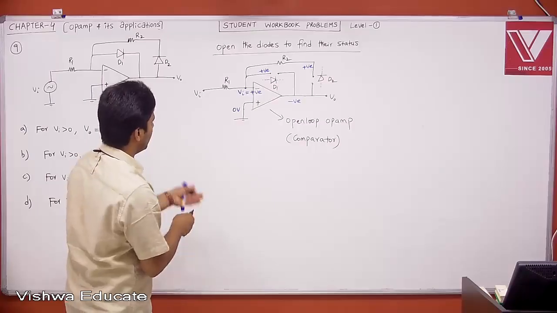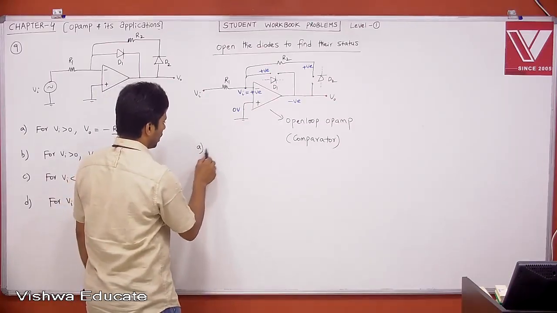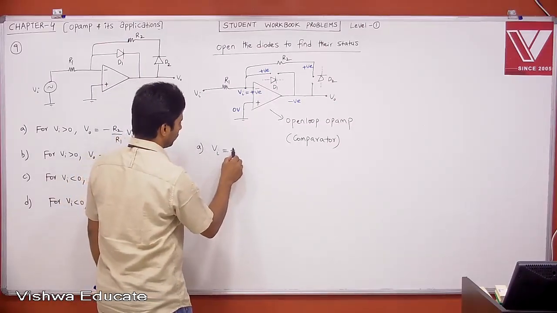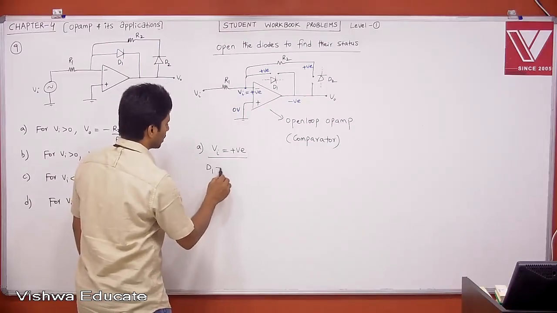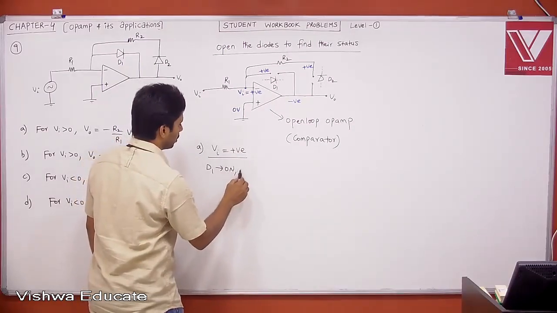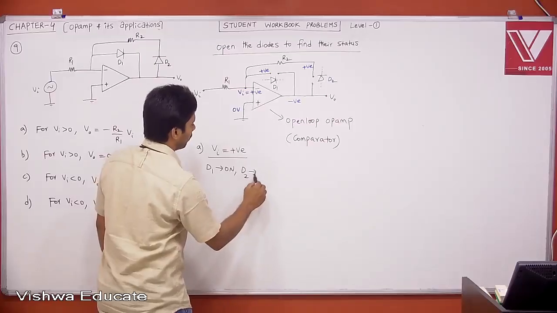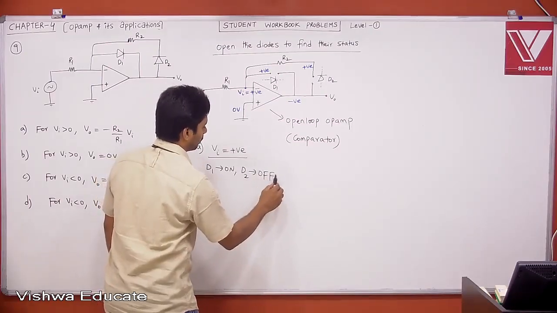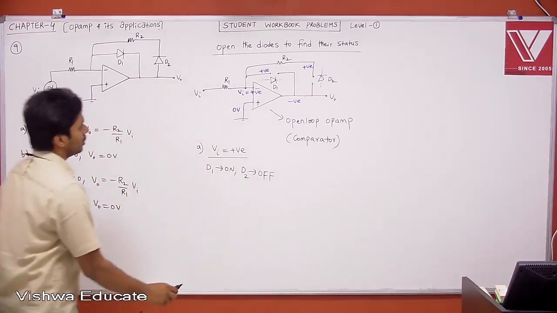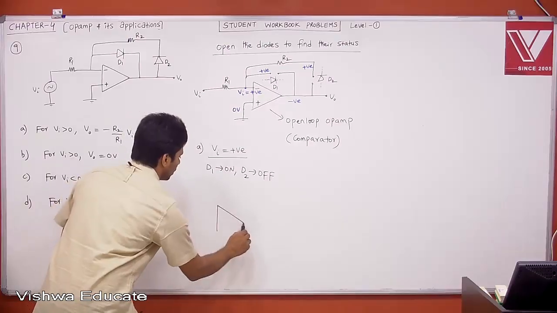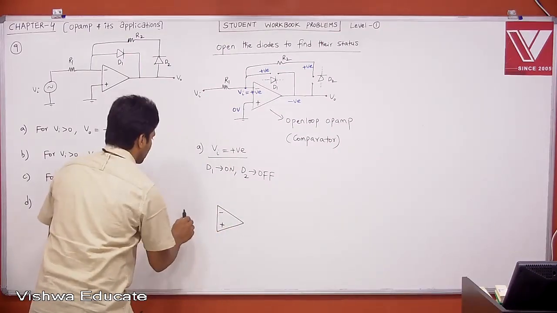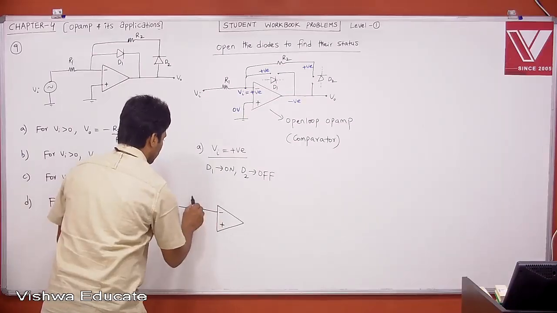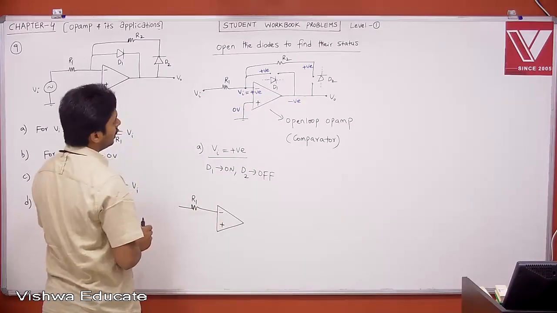Therefore, case A, if Vi is positive, D1 is conducting, means D1 is on and D2 is off. Right? Then what is your circuit? If I take the resultant circuit when Vi is positive, minus, plus, this is your R1. Now D1 is on.